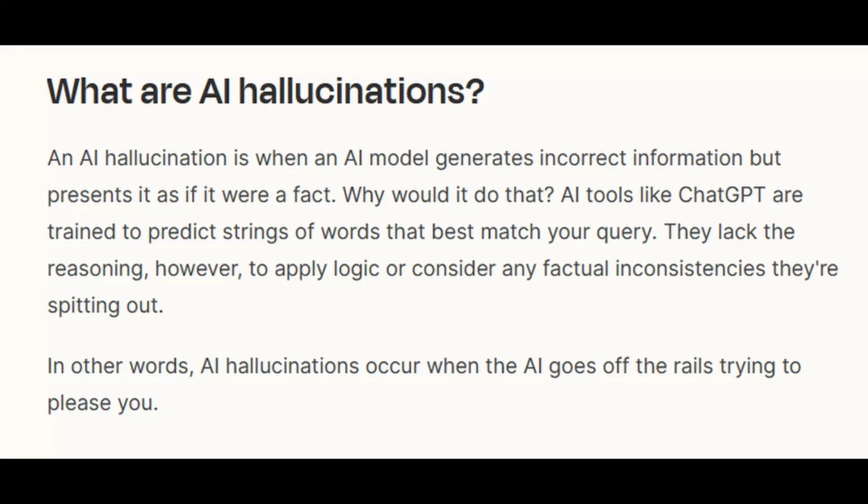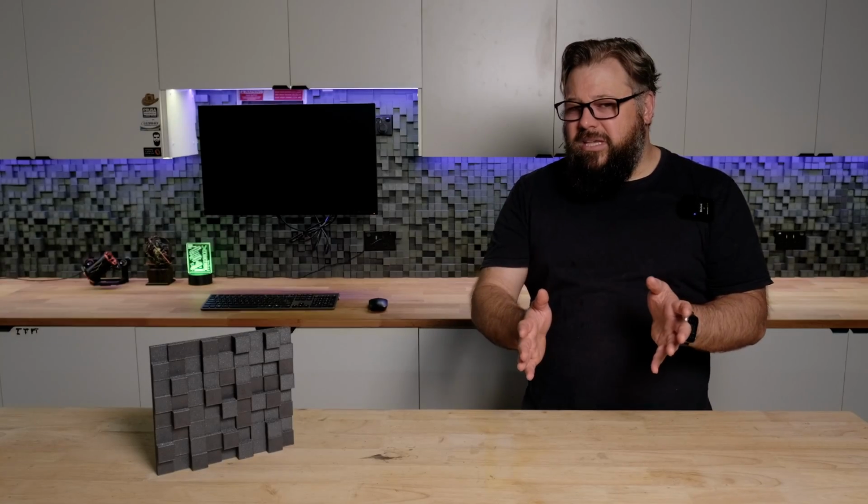AI hallucinations refer to a phenomenon where AI systems, particularly those involved in generating text or images, produce outputs that are unrealistic, nonsensical, or completely unconnected to the intended input or task. Basically, bullshit. What does a hallucination look like here?